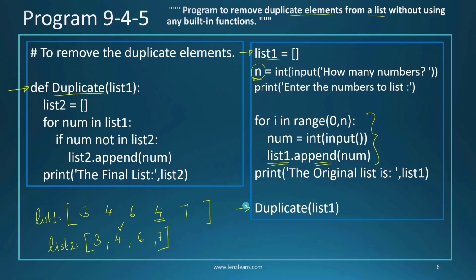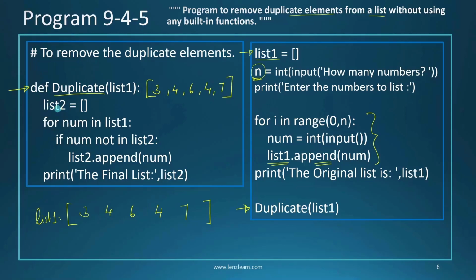Now I will call the function duplicate with argument list 1. So now the control will come to our user-defined function. Assume that this is the value that you have entered into the list using the keyboard. Right now list 1 has value 3, 4, 6, 4, 7, and our aim is to remove the second duplicate element 4 from this list. Now let us see how duplicate function does the job. So now list 1 has this value inside it: 3, 4, 6, 4, 7.